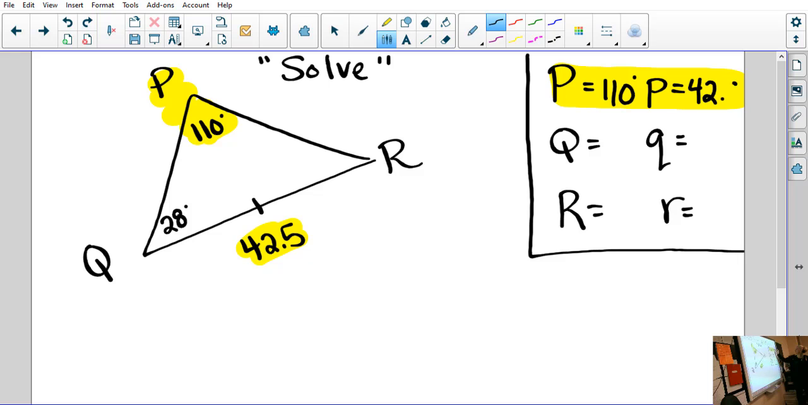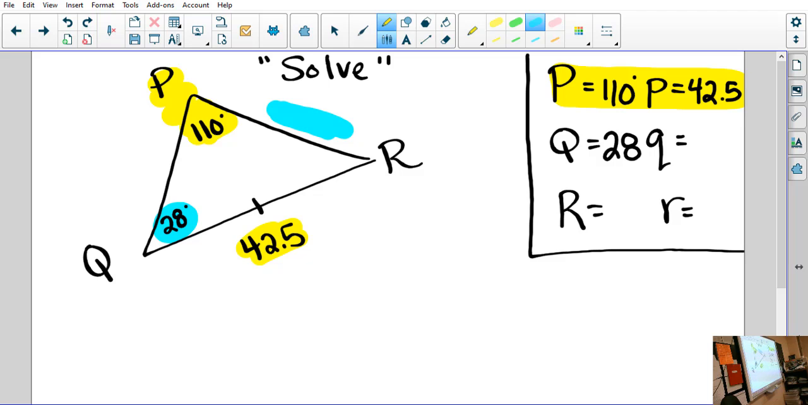42 point 5. I know angle Q is 28. So its pair would be the little q. And I know nothing about R right now, but we could do a little bit of work to find that out without too much difficulty.